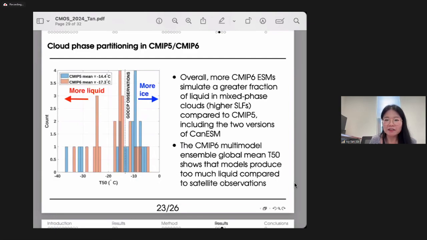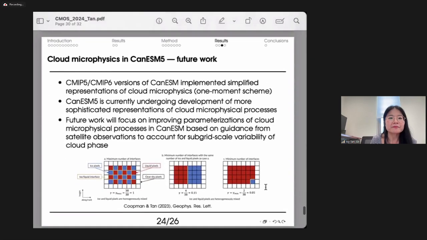And we can also see that the mean T50 values for the CMIP Earth system models is also lower compared to the GoCCP observations. So this means that the CMIP6 Earth system models tend to produce too much liquid relative to ice, even in comparison with the observations themselves.